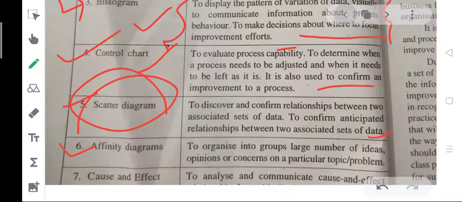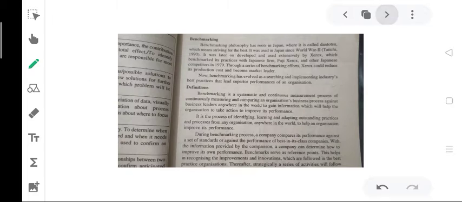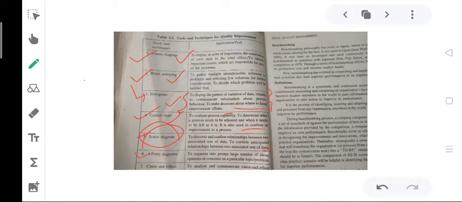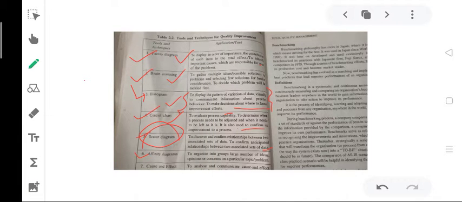Then this is the seventh one, the cause and effect diagram, and the eighth is the flowchart. What is the use of the flowchart?